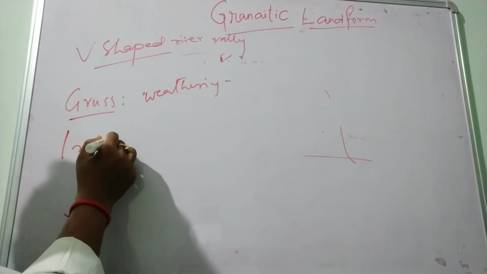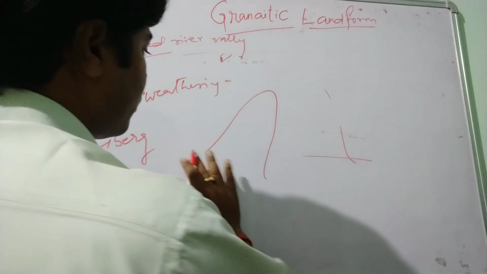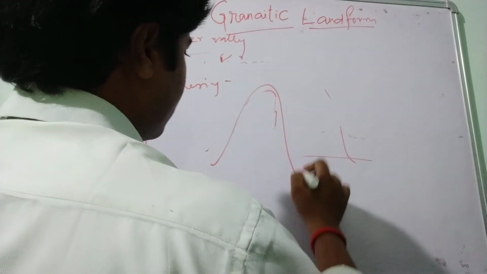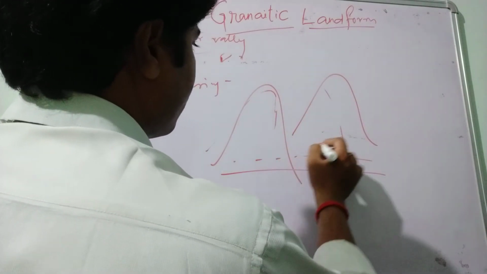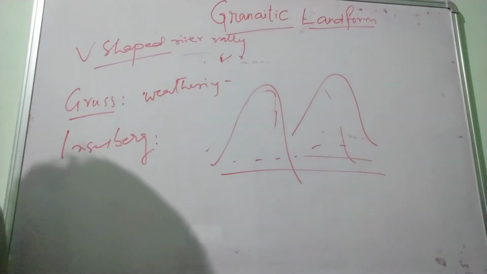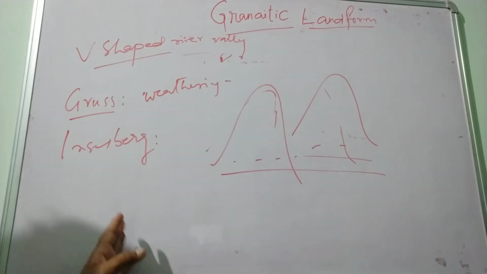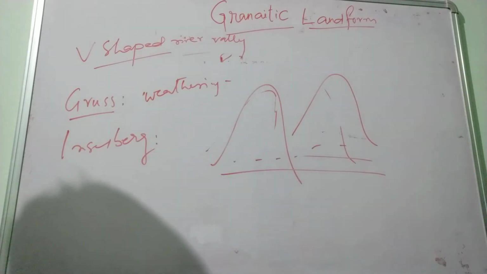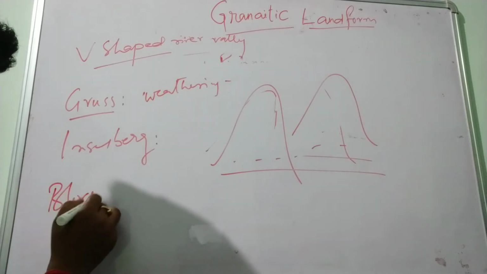Inselbergs. Inselbergs are steep-sided isolated hills that rise abruptly from the surrounding plains, with much variety in scale and morphology. Next come the blocky inselbergs.